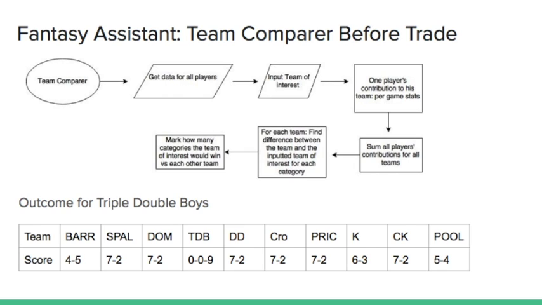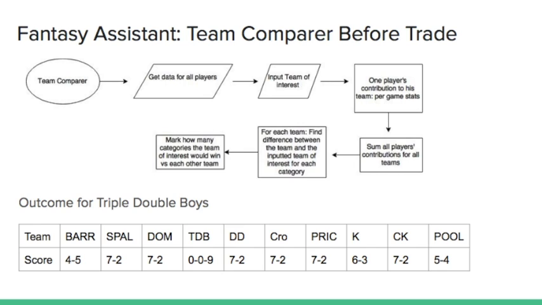Next, we'll sum all the players' contributions to the team, getting their totals. And then for each other team, we want to find the difference between my team and that team for each category. So what this means is if my team has a total of, not 160, that's a lot, 50 steals, and theirs has 40, then my team would win by 10 steals, essentially. And then the next step is just marking how many categories the team would win and how many it would lose.